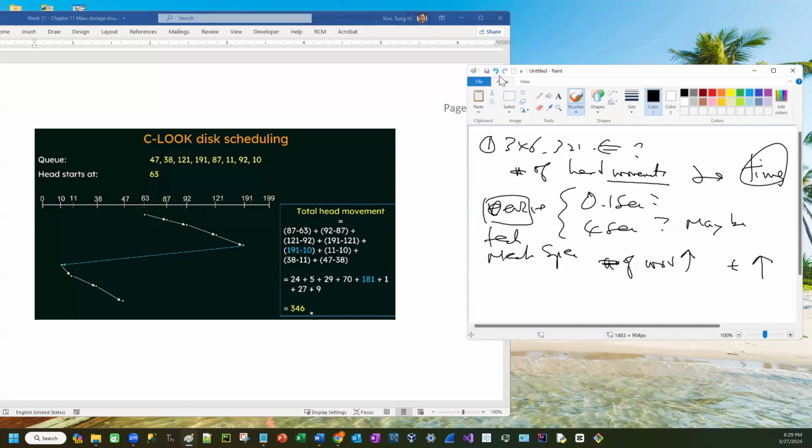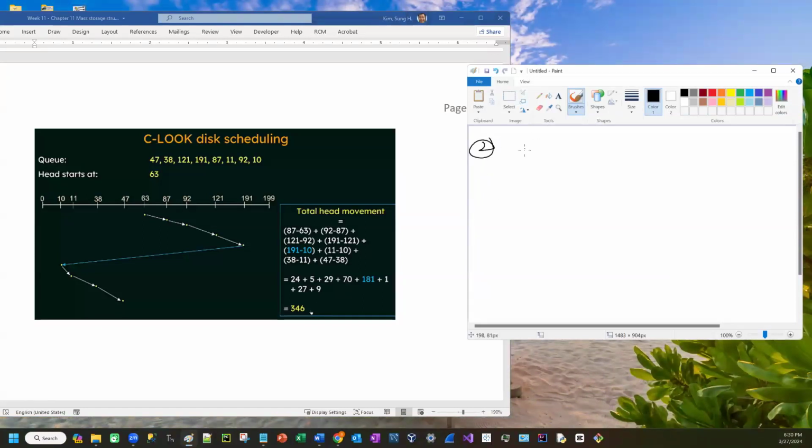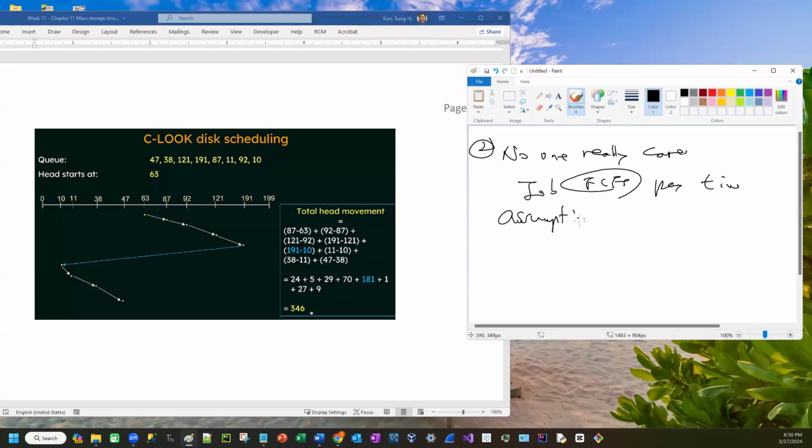Number two, which is sort of related to it. In terms of number two, no one really cares. There is no job that you will find of becoming a disk scheduler. Everybody's just using, maybe, first come, first serve, and just pay the cost in terms of time. And why is that? Because there's an assumption here that the queue is whatever, right? But this queue is not fixed. It changes, right? So you don't know which direction it's going to go. That's the real problem, right? And so it is hard to figure out and test.